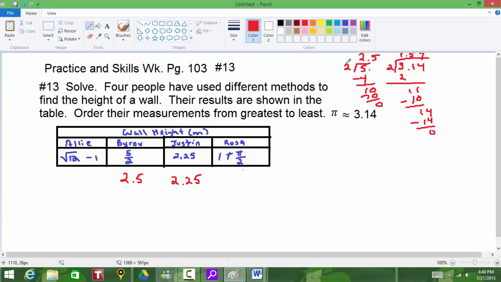So we end up with 1.57, but remember that you have a 1 in front of it and it's being added. So we need to add 1. If we do that, we're going to get 2.57. Let's write down 2.57.